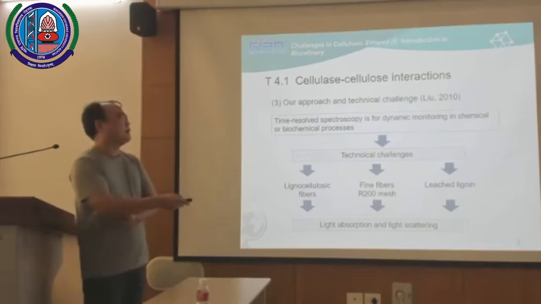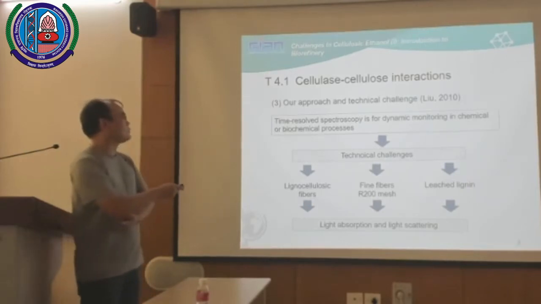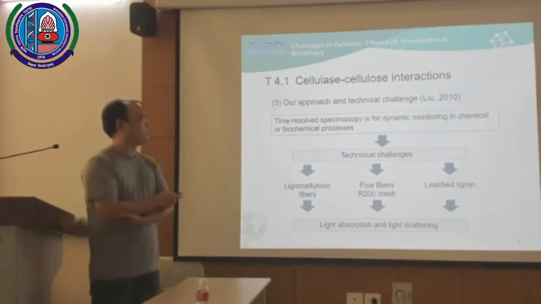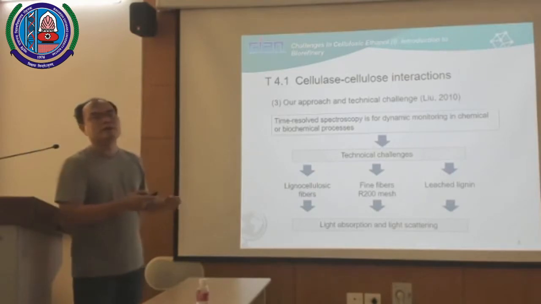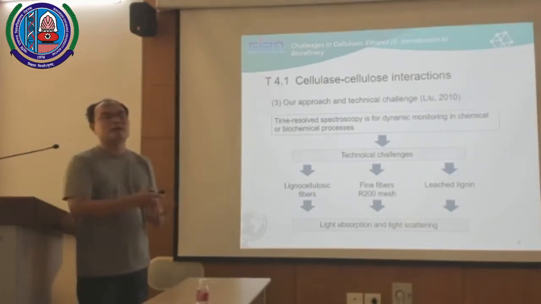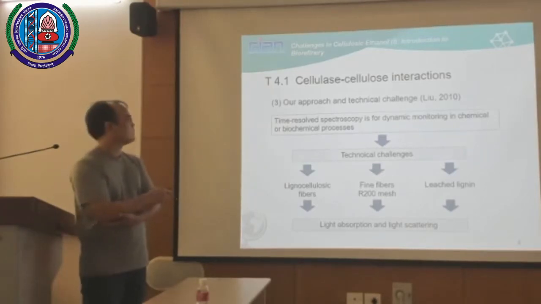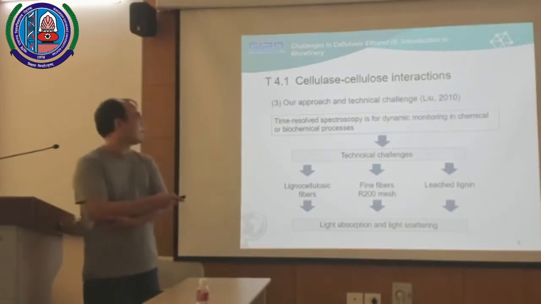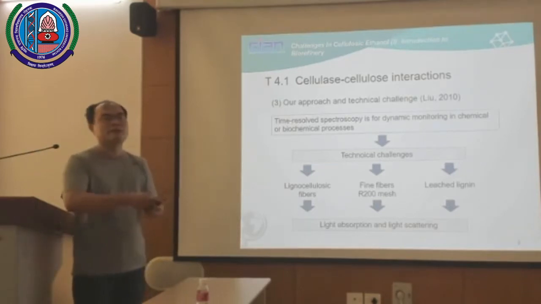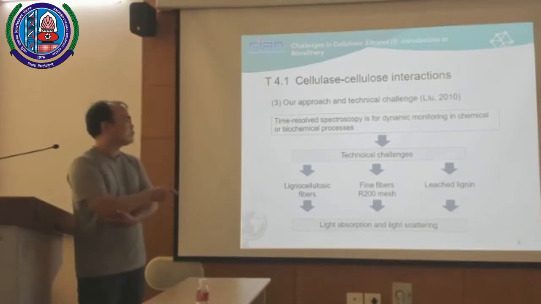So that's why I'm going to do this study. It is a challenge. In technology, it is a big challenge. Okay. I start to use a spectroscopy method. Spectroscopy is time resolved, because in a UV system we have a detector. It records the data very fast, in 1 or 2 seconds, and it is used for the dynamic monitoring of chemical or biochemical processes. For example, we test the activity of laccase, activity of other enzymes. We can use the time resolved spectroscopy.